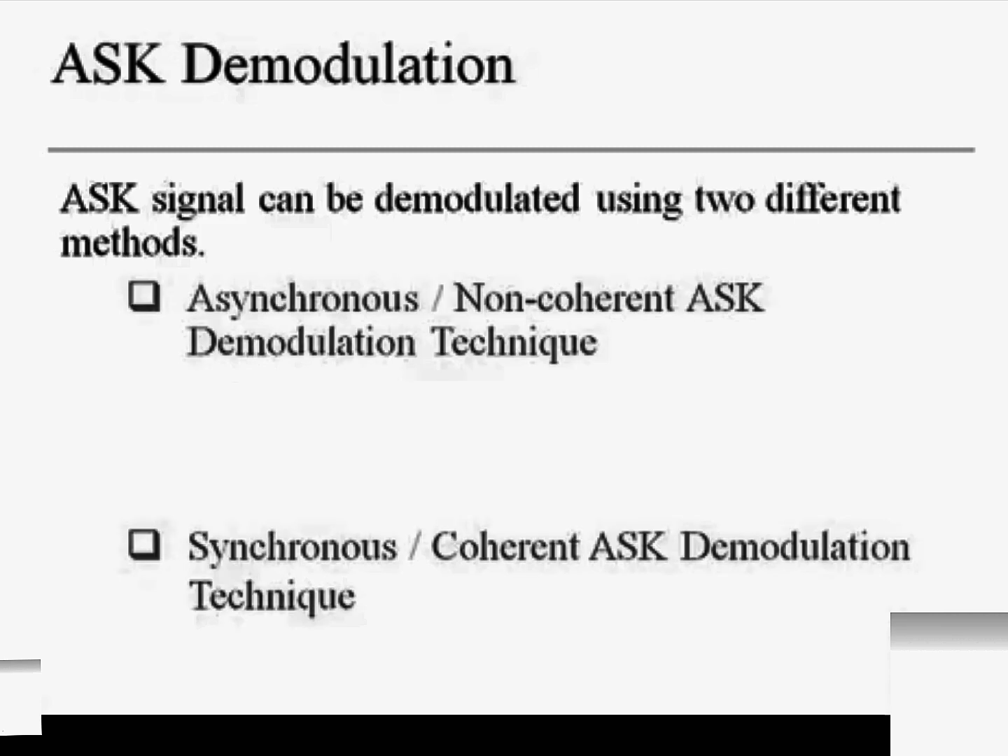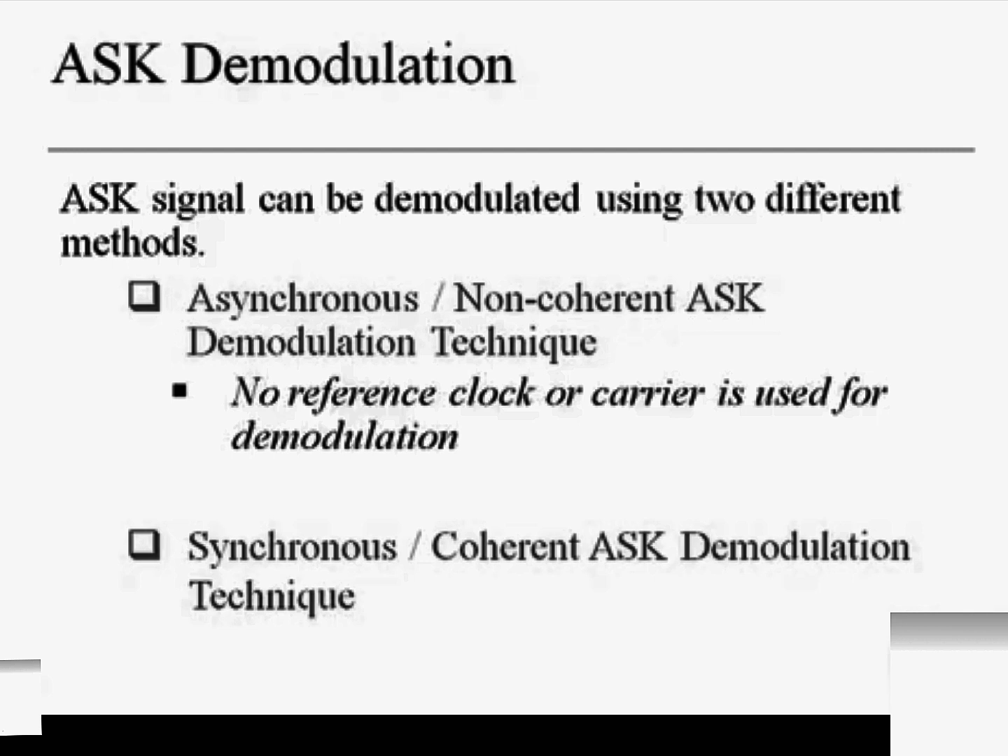Let us now see how an ASK signal is demodulated. ASK signal is demodulated using two different methods. One of the methods is the asynchronous detection method, which is also known as the non-coherent ASK demodulation technique, whereas another method is synchronous detection, which is also known as the coherent ASK demodulation technique.